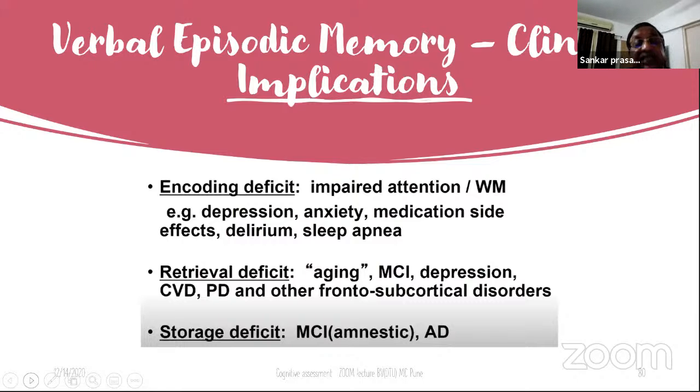Encoding deficit is seen in impaired attention and working memory problems. These are seen in depression, anxiety, medication side effects, delirium, sleep apnea. So if they are not able to encode what you are telling, then these are the things you have to consider. Retrieval deficit is seen in aging, mild cognitive impairment, depression, and also the fronto-subcortical disorders, Parkinson's disease, cerebrovascular disease. These subcortical dementias improve by cueing. The storage deficit is seen in amnestic MCI and Alzheimer's disease, where they are not able to encode and store the material at all. So those are the three aspects of verbal episodic memory. You should remember encoding and retrieval deficits.